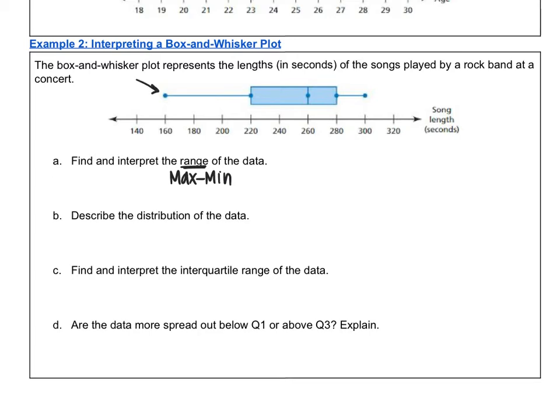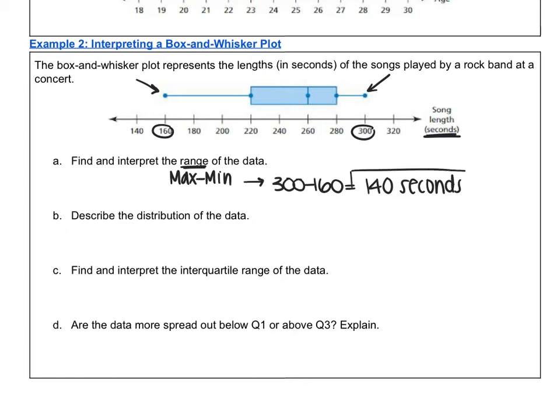This is the minimum, which is at 160. This is the maximum, which is at 300. So to find the range, I'll take my maximum, 300. I'll subtract my minimum, 160. That means my range is 140. We're talking about song lengths in seconds, so that's 140 seconds. What that means is that all songs are within 140 seconds of each other. They all range by 140 seconds. And then it says describe the distribution of the data.